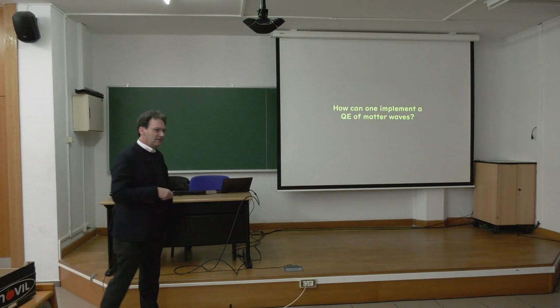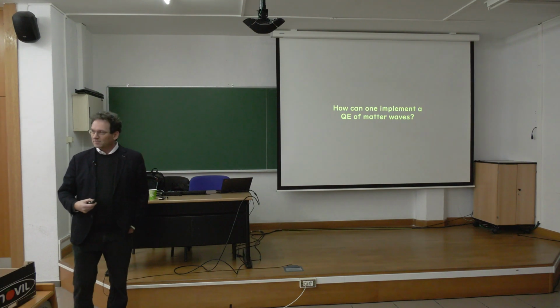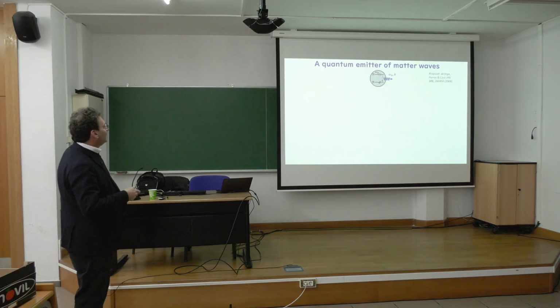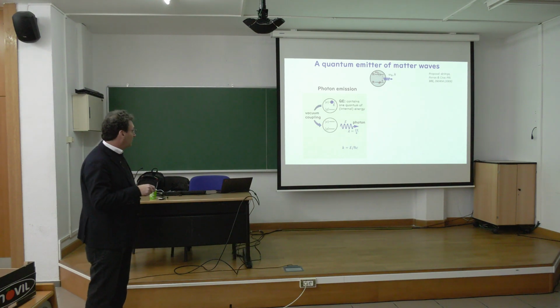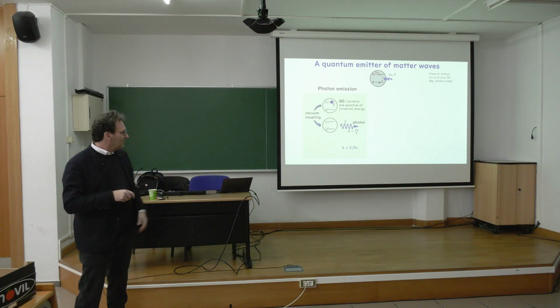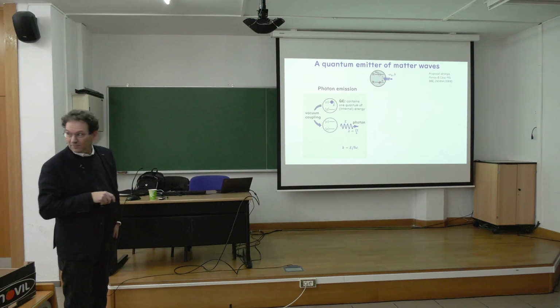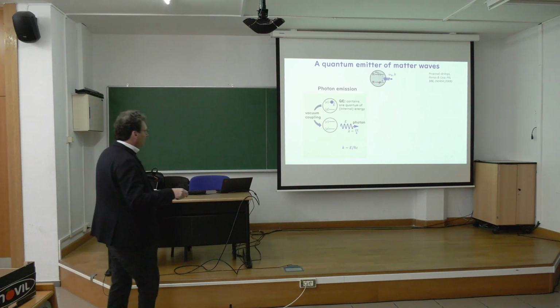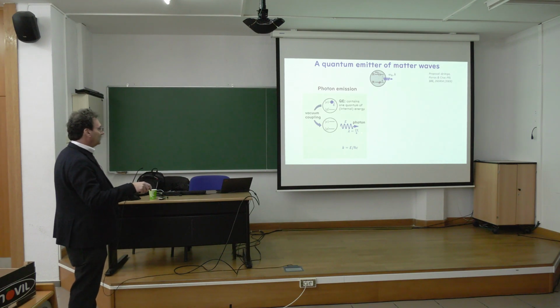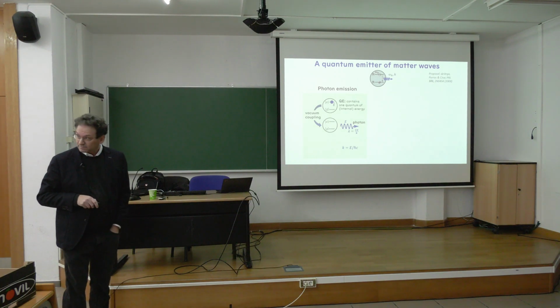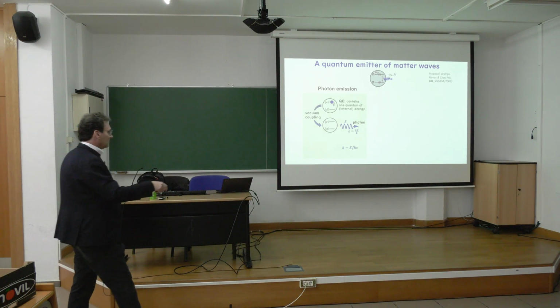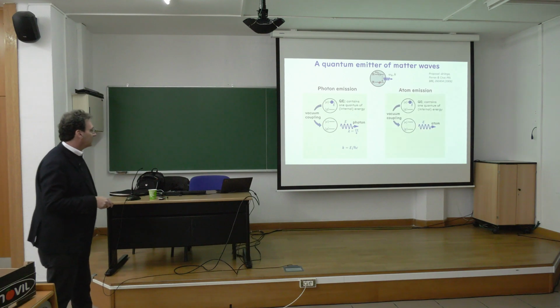Okay, so now the question is, how can you build this system? So what do you need? The idea is very simple. If you look at the conventional system, you have an emitter, ground and excited state, and you have a coupling to the vacuum, and as a result of the coupling, you go from the excited state to the ground state, and the photon comes out. Okay, and so this photon will have a wavelength related to momentum, and the momentum is related to the energy of the photon, which is a linear relation in free space.